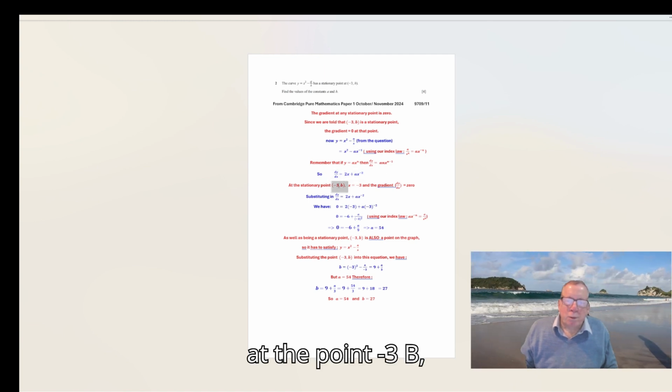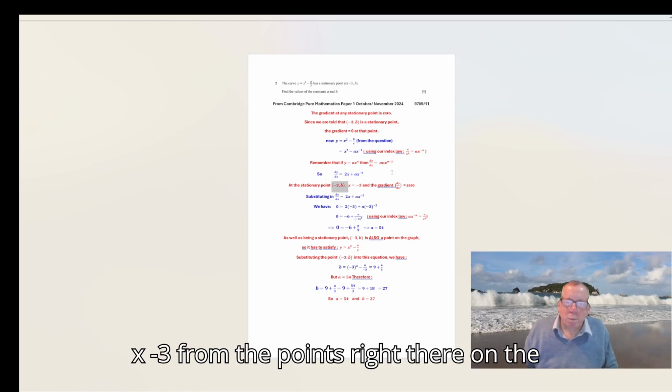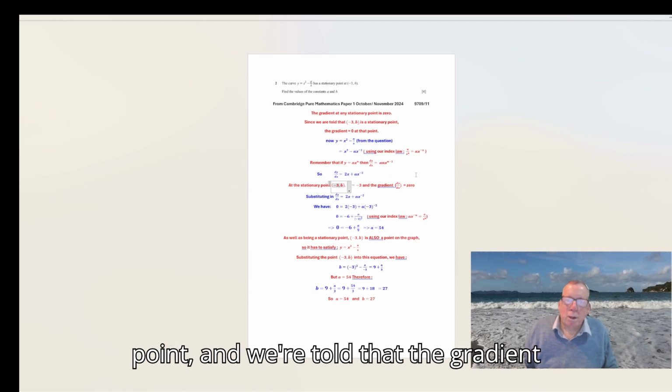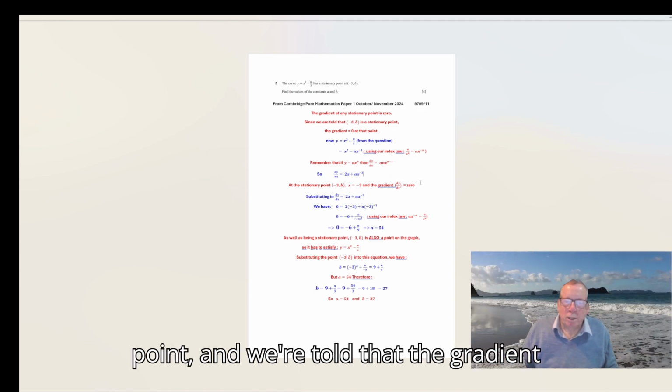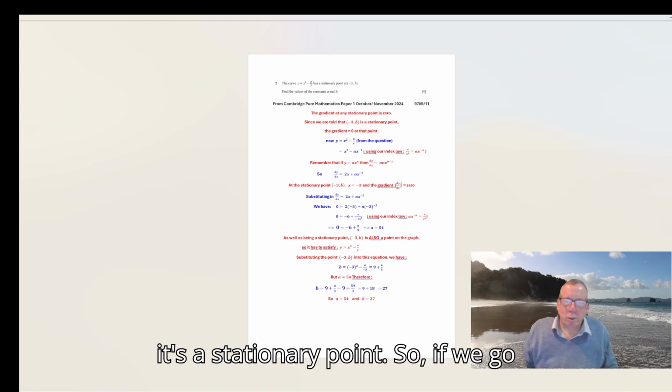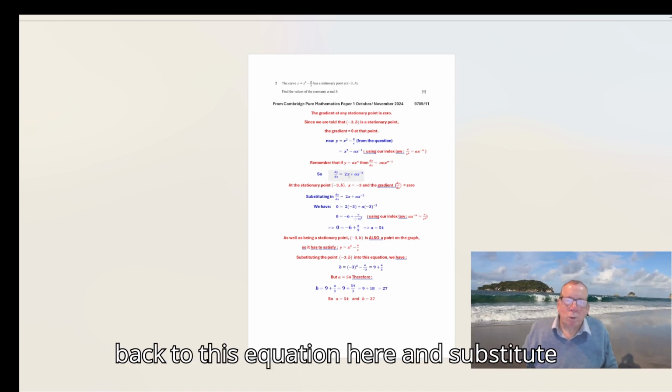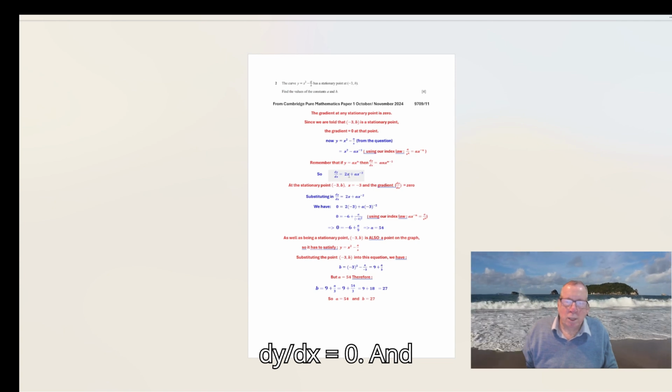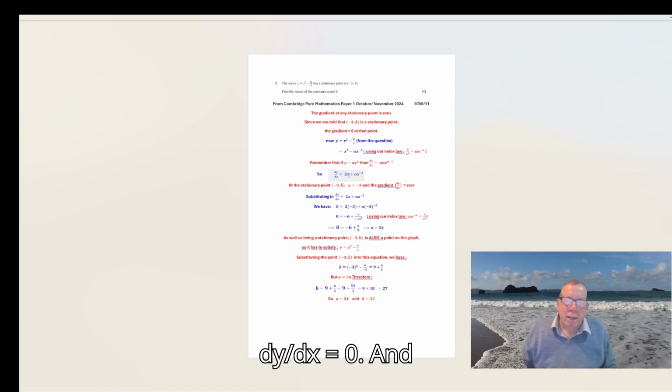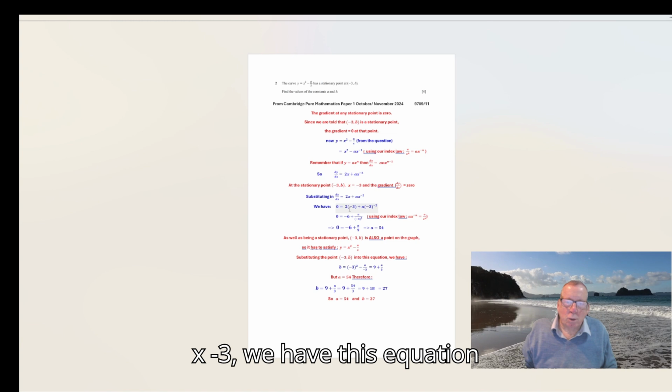At the point (-3, b), x equals minus 3. It's right there in the point. And we're told that the gradient is 0 at that point because we know that it's a stationary point. So if we go back to this equation here and substitute dy dx equals 0 and x equals minus 3, we have this equation here.